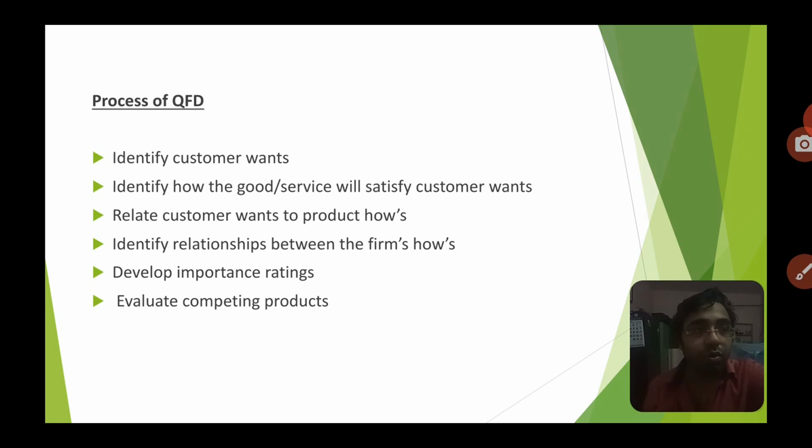You know that you have already gone to Amazon, Flipkart and everything, right? So you can understand the ratings. So the importance rating is also processed in the QFD tool, and there is also evaluating the competing products. There will be a lot of products available in the market. If you are looking at a mobile phone or cars or something like that, a lot of similar products will be available. So you can evaluate by using QFD the other products related with our product. So this is one of the important processes related with QFD.